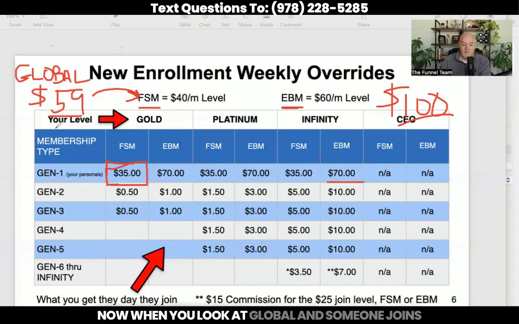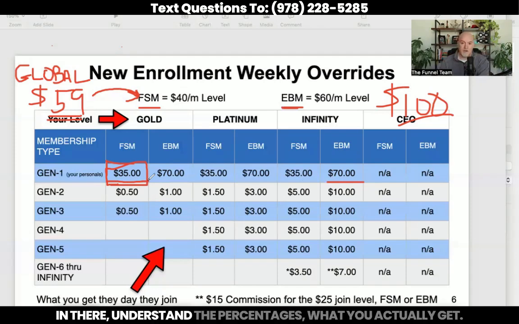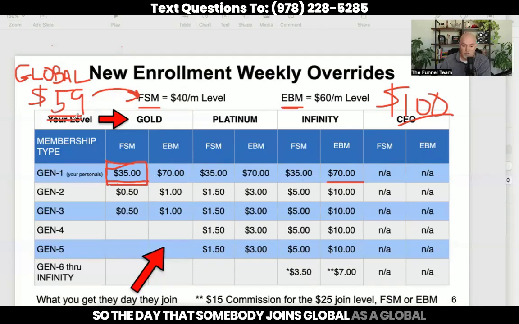Now, when you look at global and someone joins here, the commission percentage is a little bit less. And that's because the $10 to pay for the actual travel membership is factored into that. So I want you to know and understand what the commission levels are, so you can understand the percentages, what you actually get. So the day that somebody joins global as a global international member, $59 for them to join, if they join you directly, you're going to get a $35 commission.